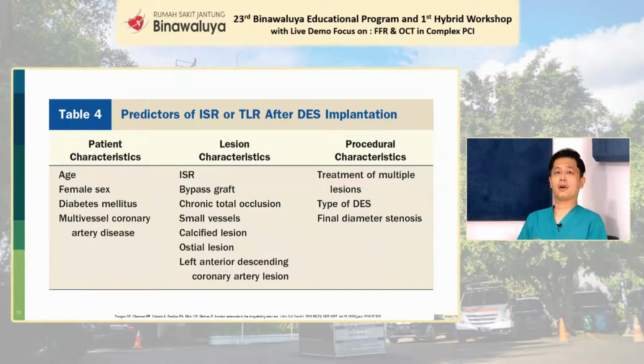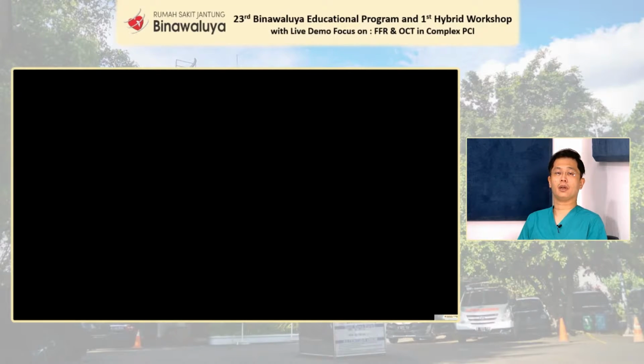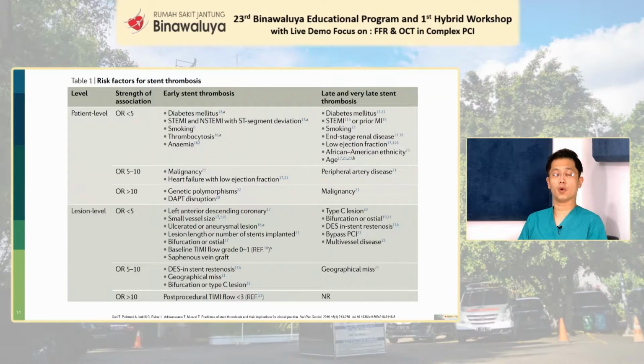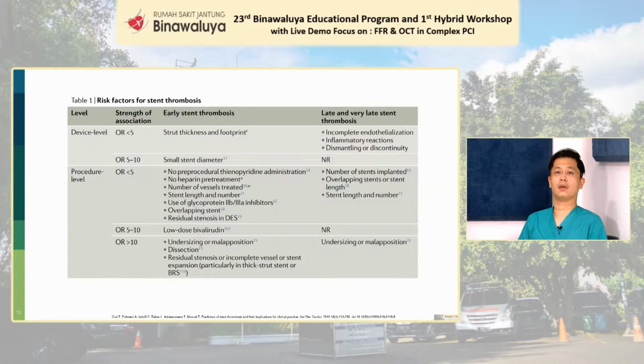So the predictors of ISR are plenty, but you are able to note on screen that if you treat multiple lesions, the more stents you implant, the overall risk of ISR actually increases. And with regard to the risk of stent thrombosis, whether it is early or late or very late, you're able to note on screen that the more stents you implant, the overall risk of stent thrombosis is actually higher.